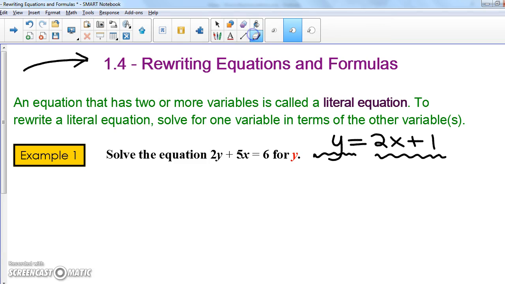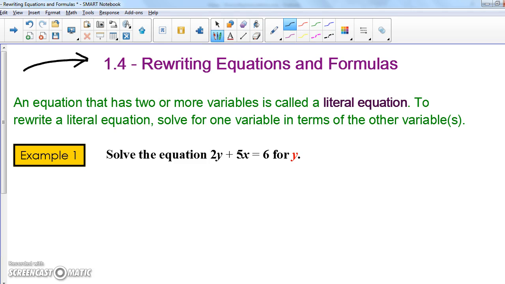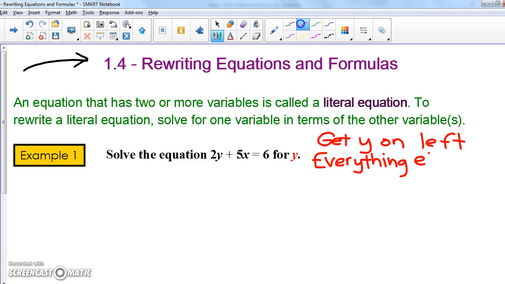So example 1 is actually just like that. It's just not for a graph. It's just for solving it in general. So it says solve the equation 2x plus 5y equals 6 for y. And that just means, and you can write this on the side as a note, get y on the left, everything else on the right. Okay. So this isn't too bad, you just have to make sure you do it in the right order, mathematically.